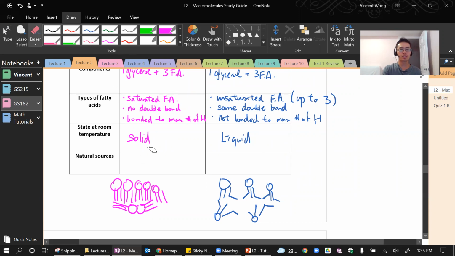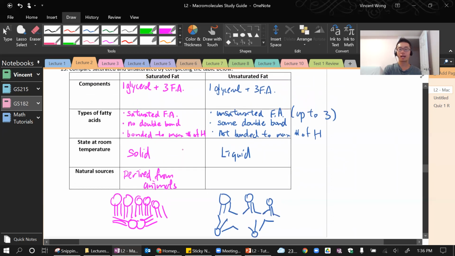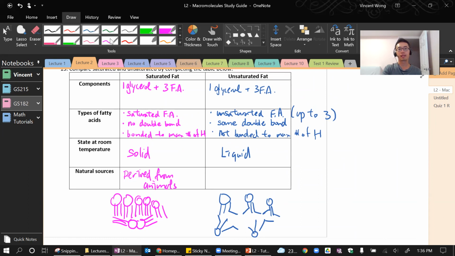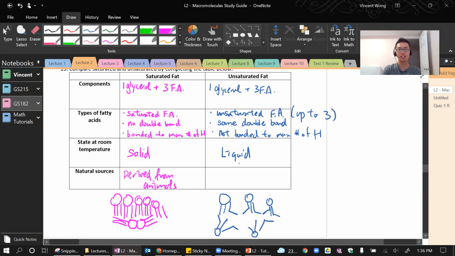So natural sources of saturated fats are derived from animals. Okay, so butter, lard, bacon grease, all those things are saturated fat. And you should not have too much saturated fat. If they pack easily at room temperature, they also pack quite easily in your arteries, and having too much saturated fat is not a good thing. So if you have to chuck down some fat, I would recommend chucking down the unsaturated fat.